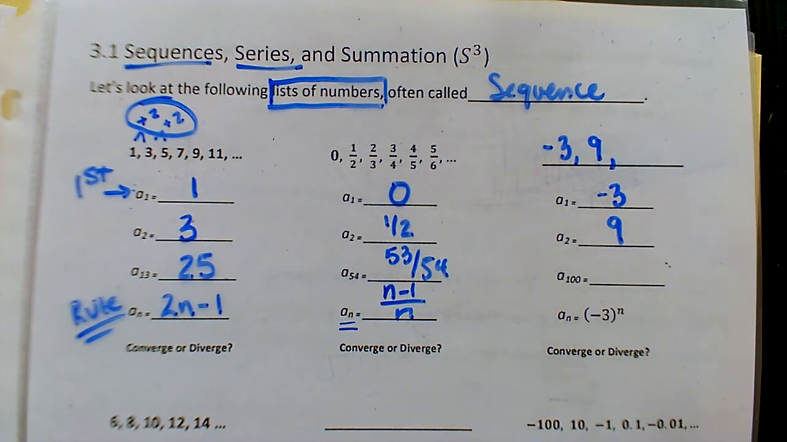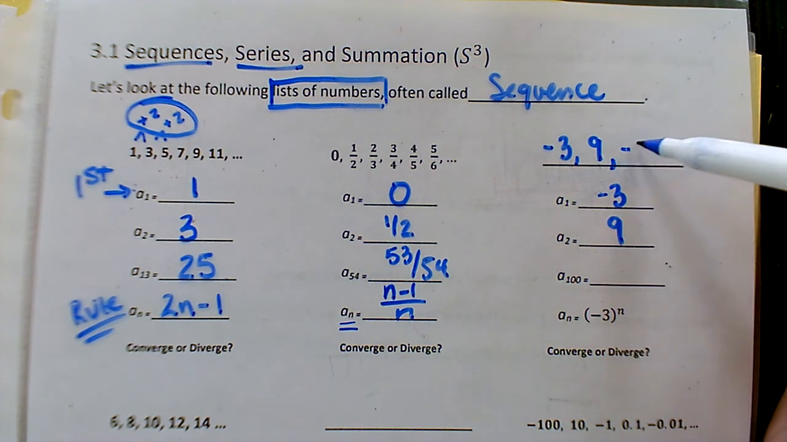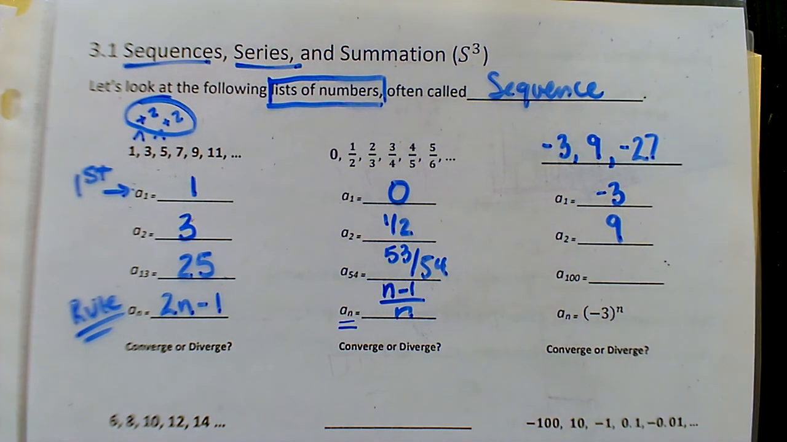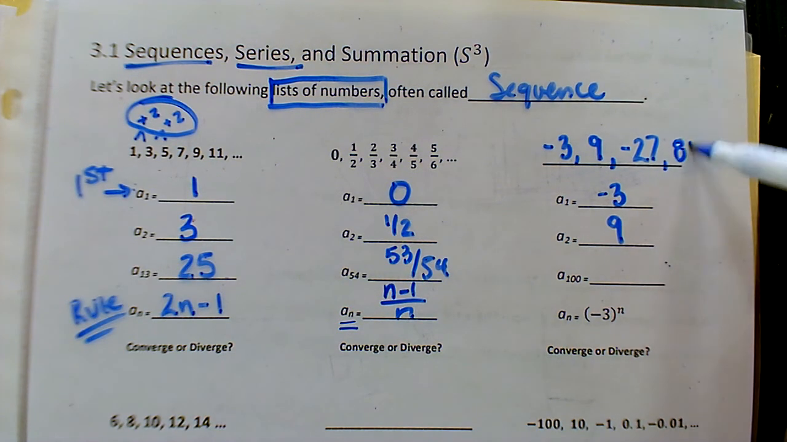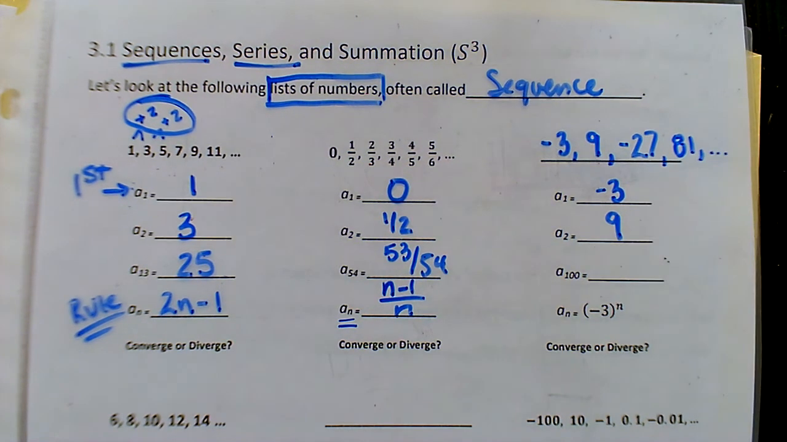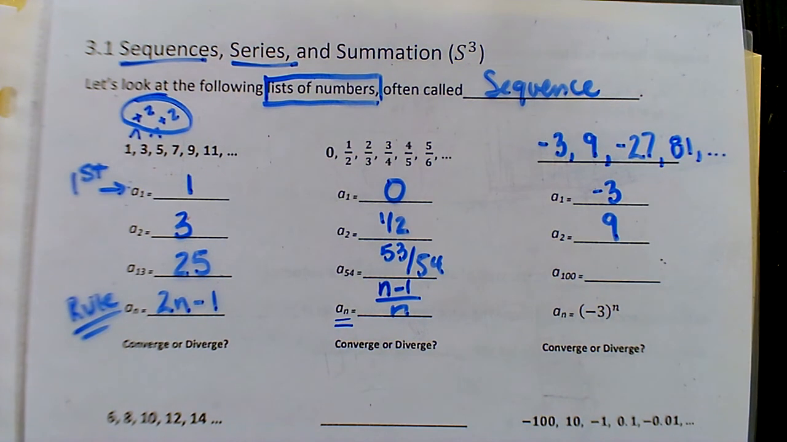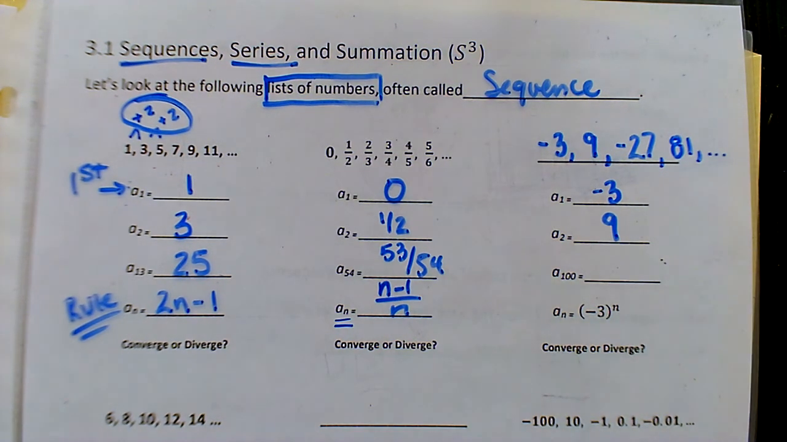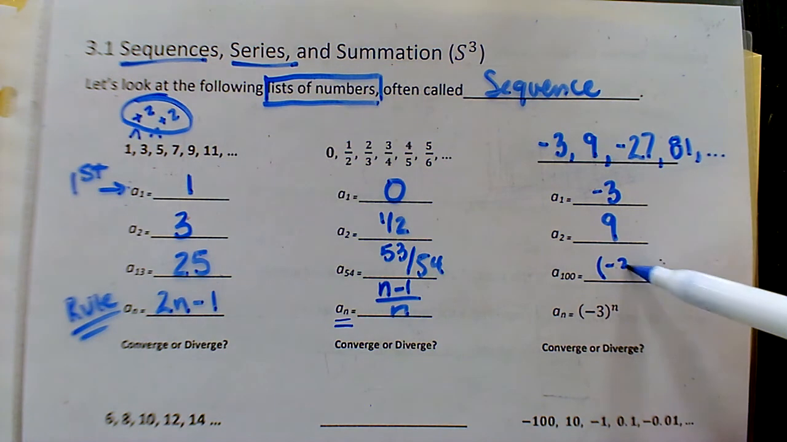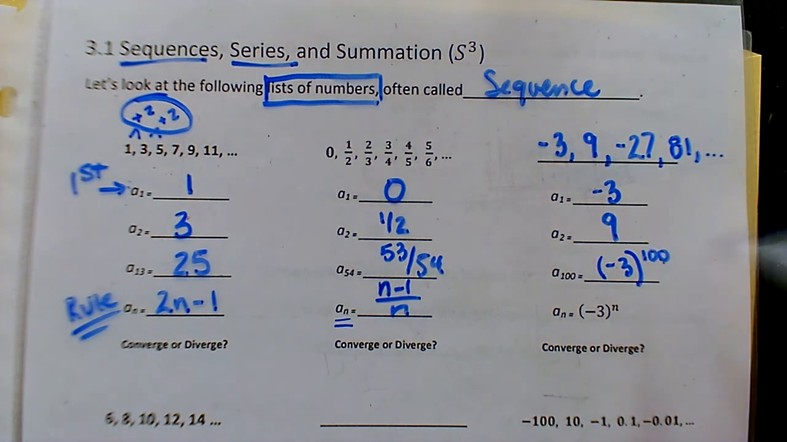If we plug in 3 for the third term, we'll get negative 27. Plug in 4 for the fourth term, we'll get a positive 81, and you could keep going. Okay. What about if we wanted to plug in 100? We'd get out the calculator, but maybe we'll just represent it as negative 3 to the 100 for now. Okay? Are we doing okay so far?